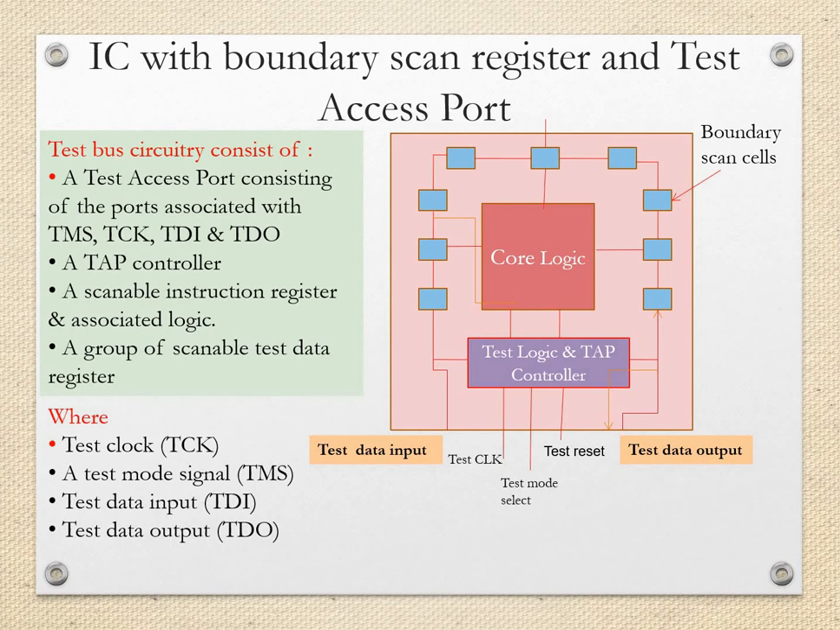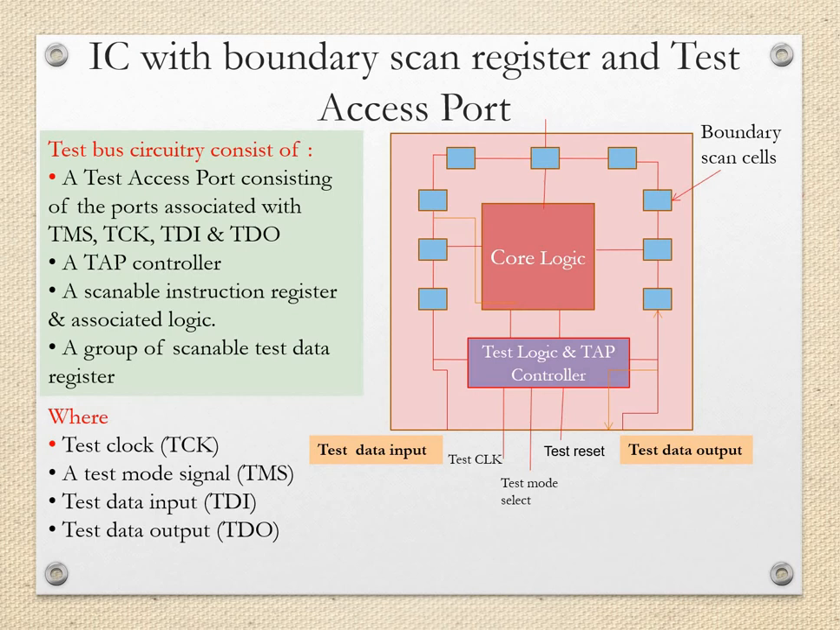Now this test data input and test data output will be compared, and if there is any problem in any boundary scan cell, then the data will not match, and we can say the boundary scan test has failed. So we have only two options: either the boundary scan test is passed or it is failed. If the data matches, the boundary scan test is passed. If it is not matching, then the boundary scan test is failed.